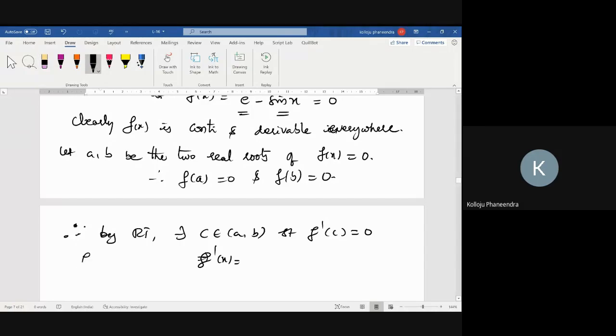What is f of x? f of x equal to e power minus x minus sin x. This implies f dash x is what? Minus e power minus x minus cos x.